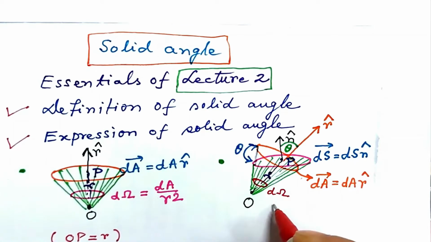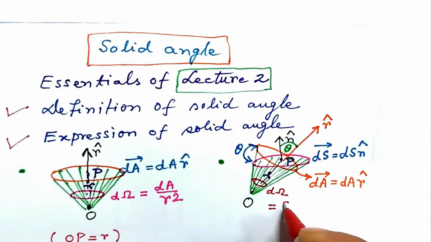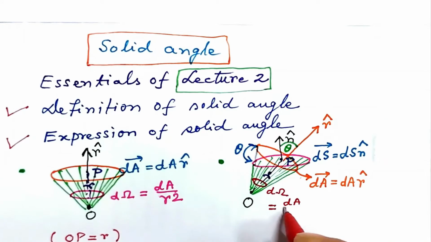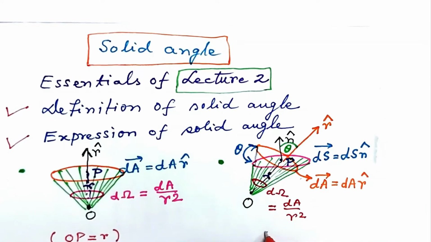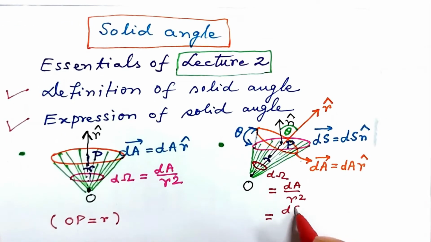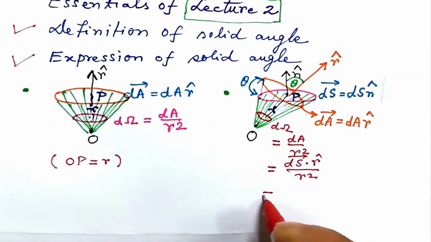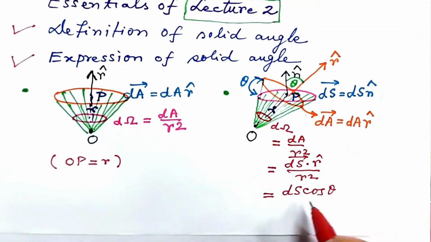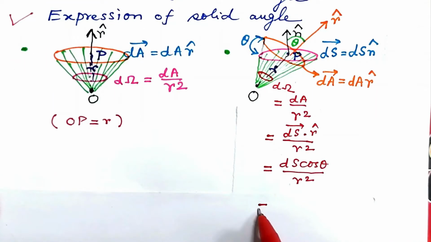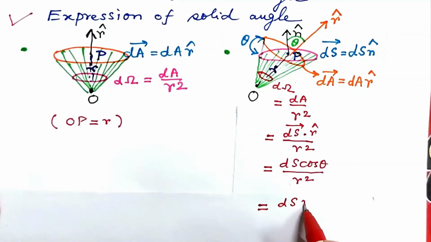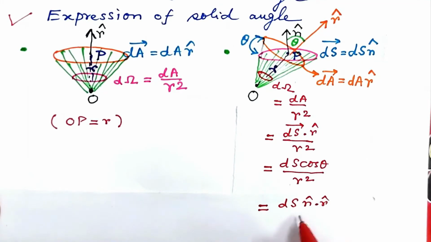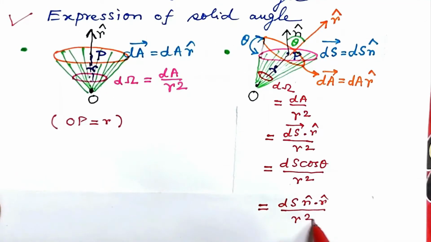ds and dA. Then the expression of d omega is dA by r square, which is equal to vector ds dot r hat by r square. Written alternately, it is ds cos theta by r square. We can also write it as ds into n hat dot r hat by r square. Obviously, dA is the projection of ds along radial unit vector.